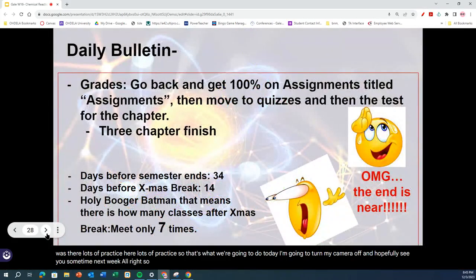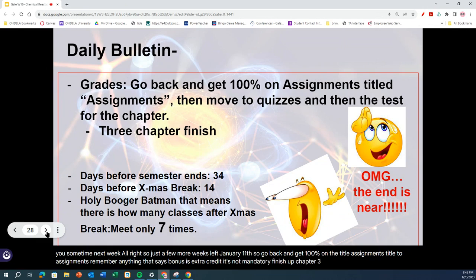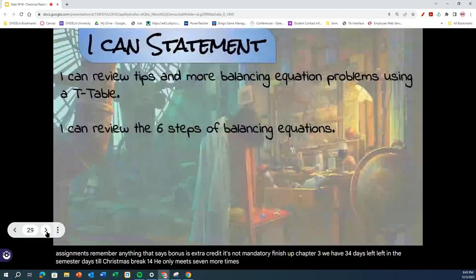All right, so just a few more weeks left, January 11th. Go back and get 100% on the titled assignments. Remember, anything that says bonus is extra credit. It's not mandatory. Finish up chapter 3. We have 34 days left in the semester. Days till Christmas break, 14. And it only meets 7 more times.